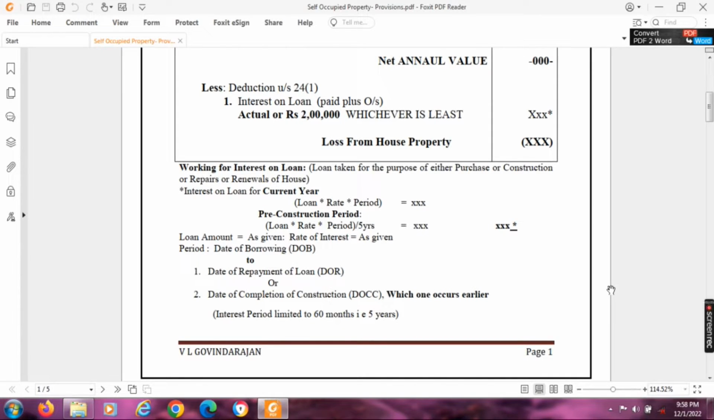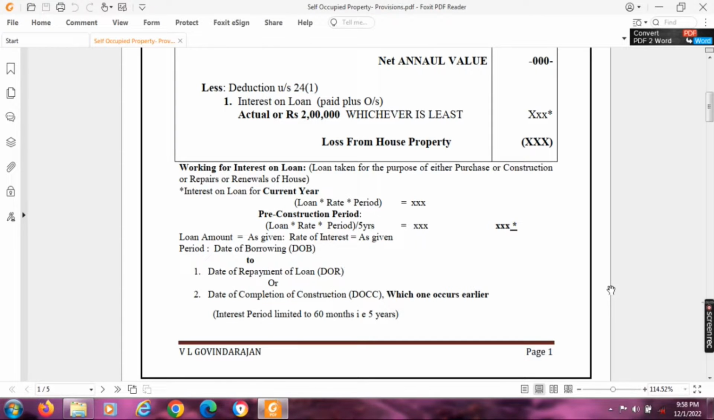Okay, now let's see the interest workings for interest on loan. Loan taken for the purpose of either purchase or construction or repairs or any other related renewal purposes of the house property. Interest on loan for the current year means current year loan into rate of interest into period. That means in this year how many months that loan amount was utilized. Based on that, we just have to compute principal into rate into period.